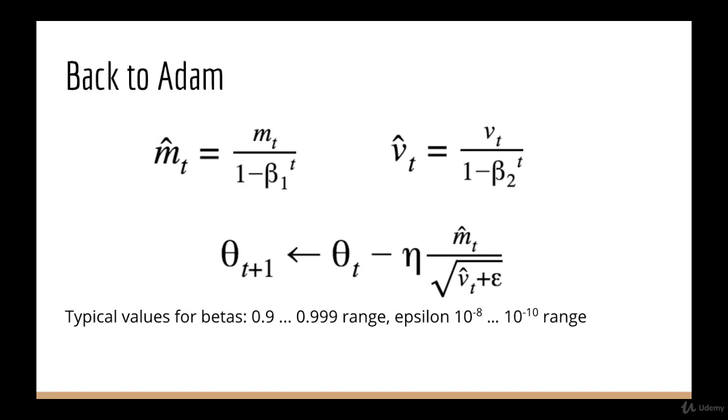Now that we've discussed bias correction for exponentially smooth averages, you might guess that we are going to apply it to the exponentially smooth averages we've been talking about, in particular M and V. So if we call M hat the bias corrected version of M, and V hat the bias corrected version of V, then we can formulate our Adam update. Note that there are two different decay rates for M and V, which we'll call beta 1 and beta 2. Typical values for beta 1 and beta 2 are 0.9 or 0.999, somewhere in that range. And epsilon is again a small number like 10 to the minus 8 to avoid division by 0.